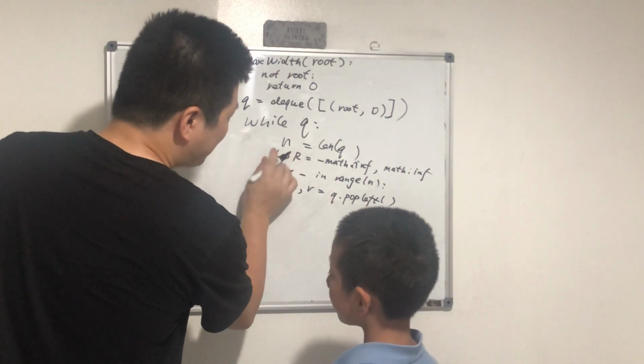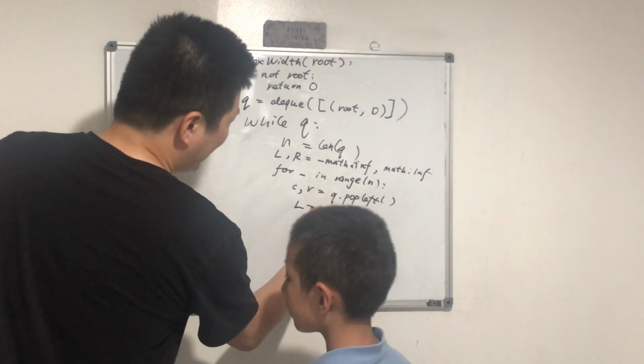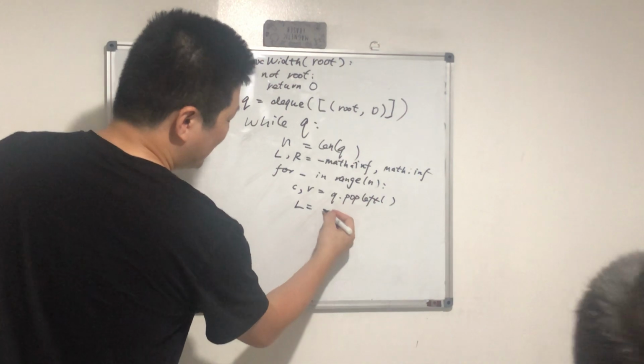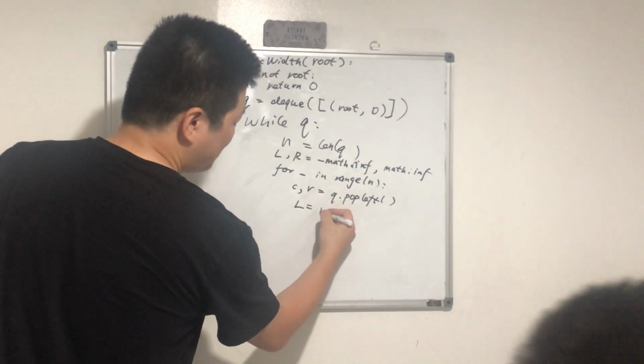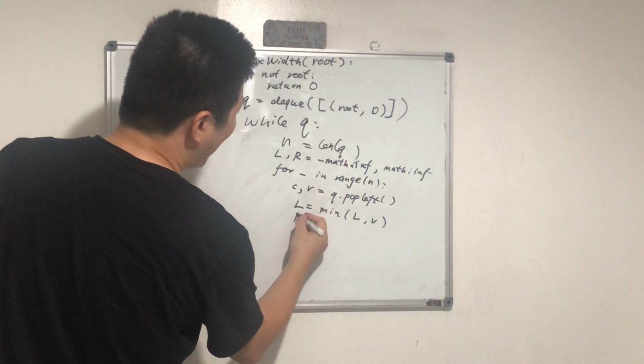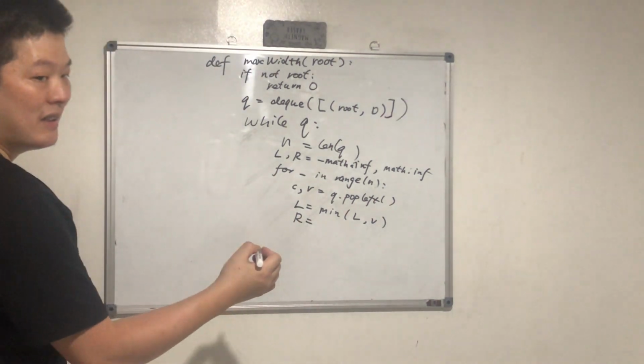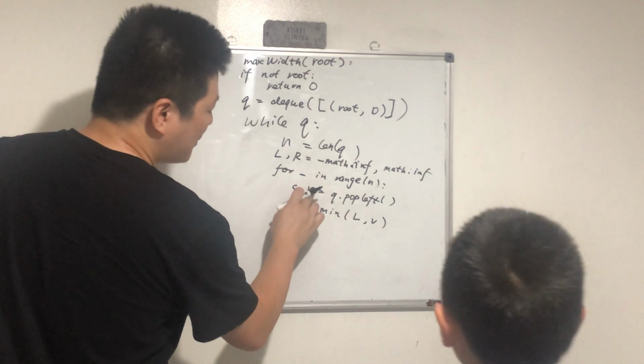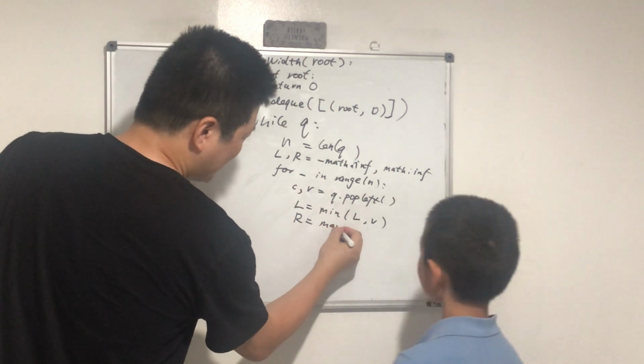What should we do? We should update the L and R. L equals what? The left hand side is what? Min of L and V, right? And can you tell me R? R equals what? Now the max. Yeah, max.